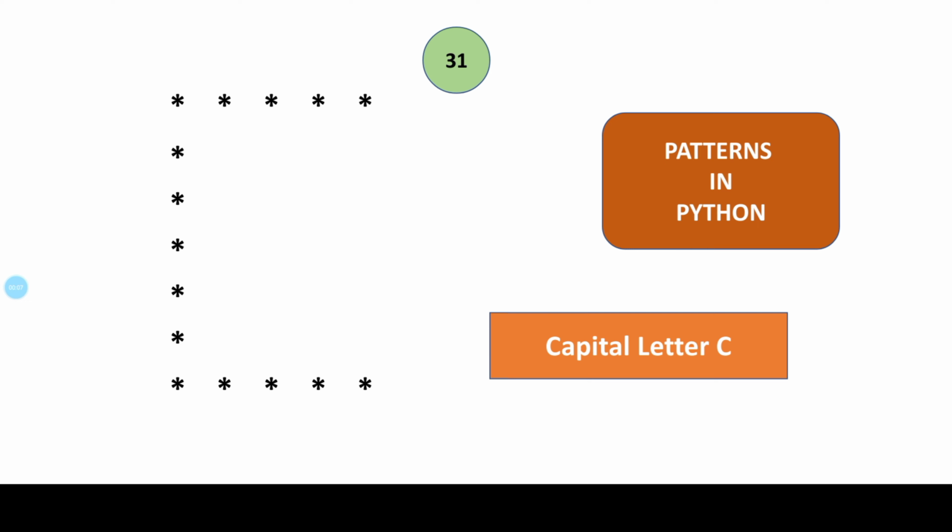Here we are seeing another video on Python patterns, and this, you can see, is again the third letter in the alphabet range, which is capital letter C. So let us see how we can actually draw this pattern with the help of Python.